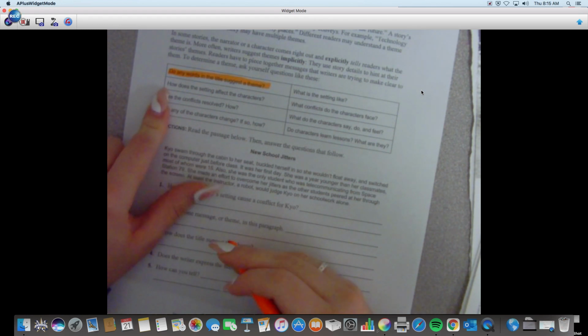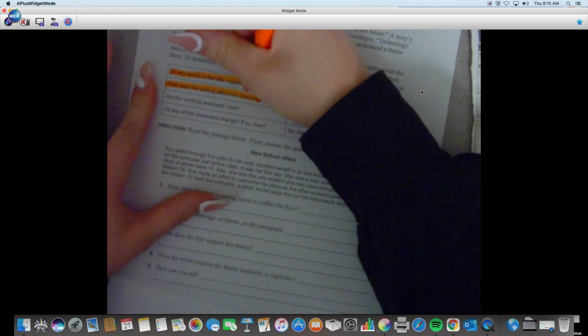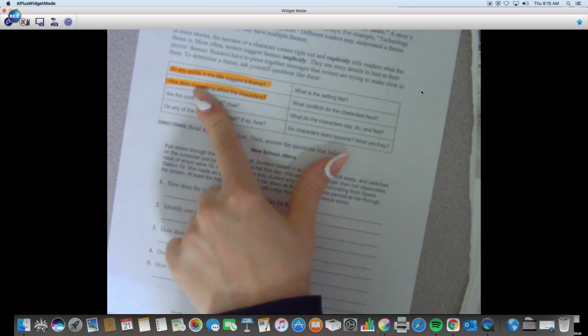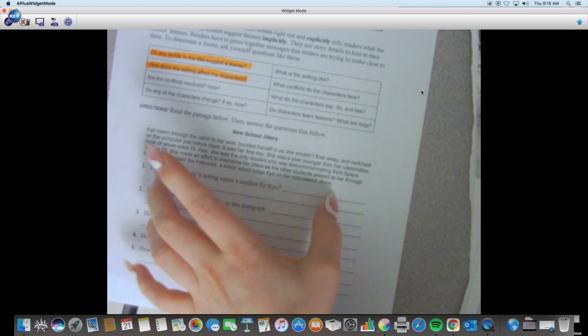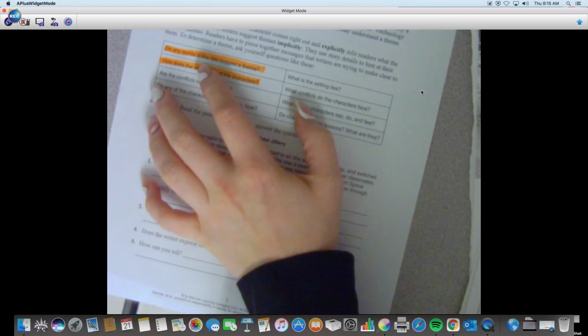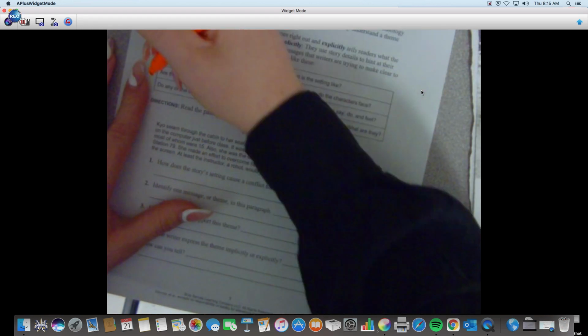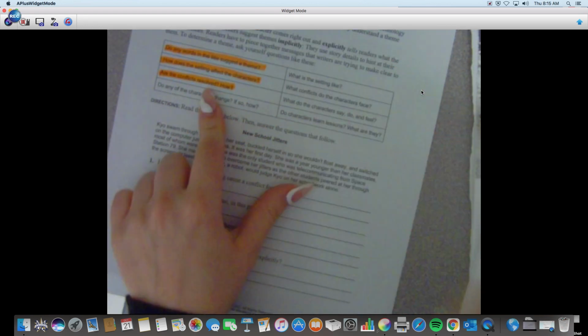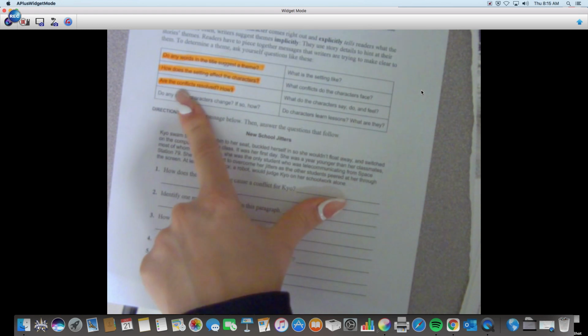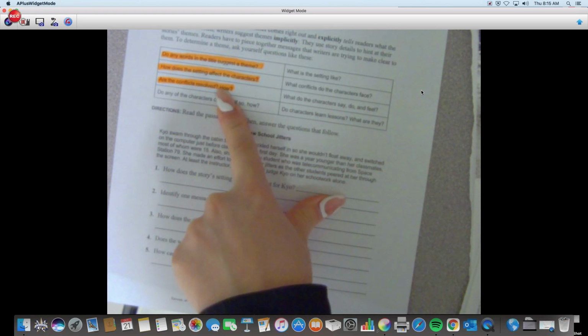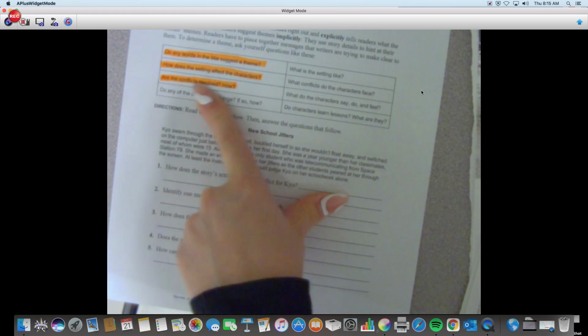Second question, how does the setting affect the characters? Okay, and that's something that we are definitely going to ask ourselves when we look at this example. We're going to ask ourselves these questions. Next one, are the conflicts resolved and how? A lot of times in stories, based on what the problem is and how it was solved, that's going to help you get to a theme.